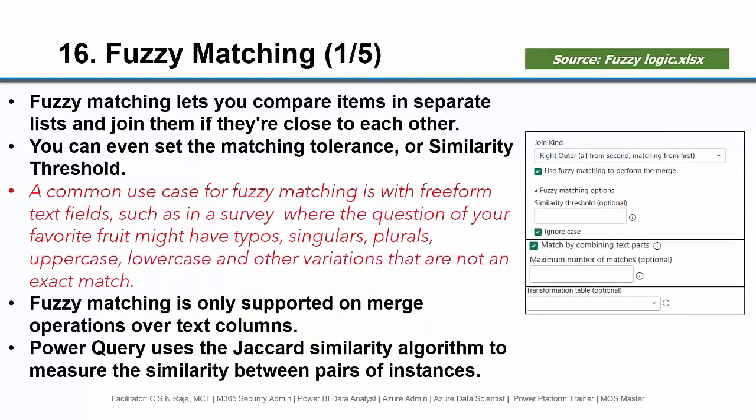We should also learn about fuzzy matching options while we try to merge two tables. Fuzzy matching lets you compare items in separate lists and join them if they are close to each other. A common use case for fuzzy matching is with free-form text fields, such as in a survey, where the question of your favorite fruit might have typos, singulars, plurals, uppercase, lowercase, and other variations that are not an exact match. Fuzzy matching is only supported on merge operations over text columns. Power Query uses the Jaccard similarity algorithm to measure the similarity between pairs of instances.